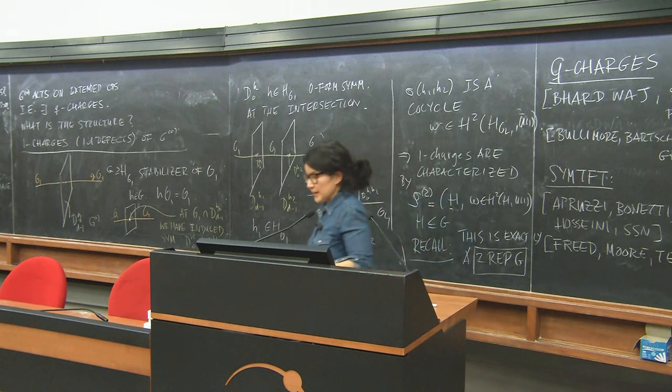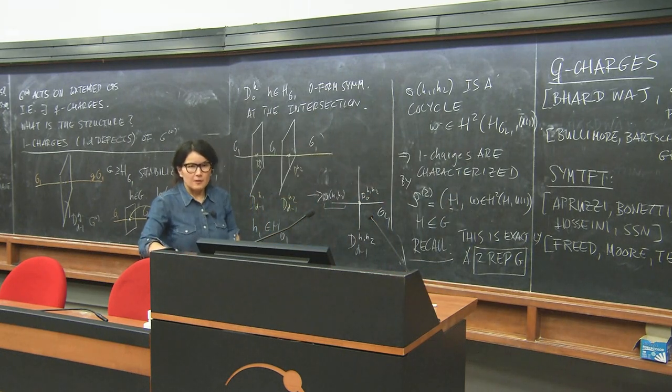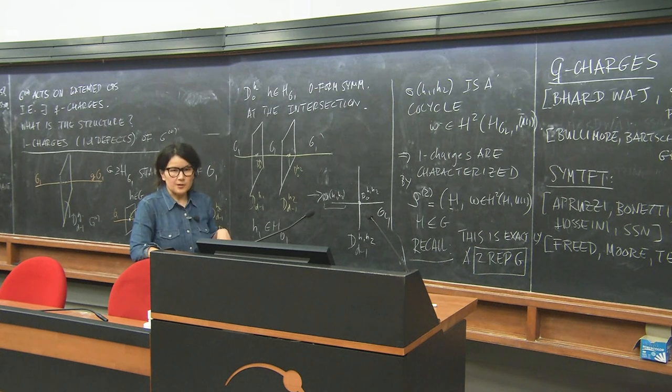And it's like saying I have an SU(N) gauge theory. What are the representations that matter can transform in? It's the answer to that kind of a question. You have a zero form symmetry. What are the line operators that I can insert into this? It's that kind of a question and that sort of an answer.